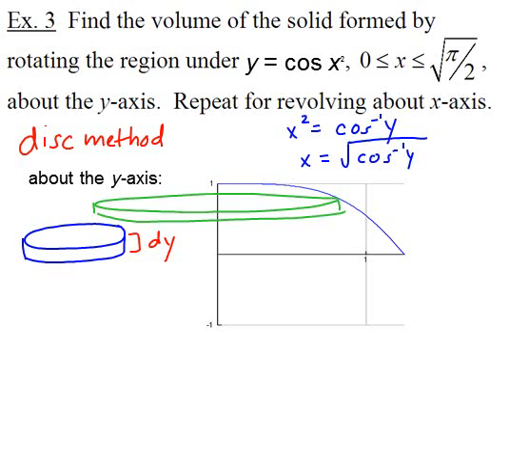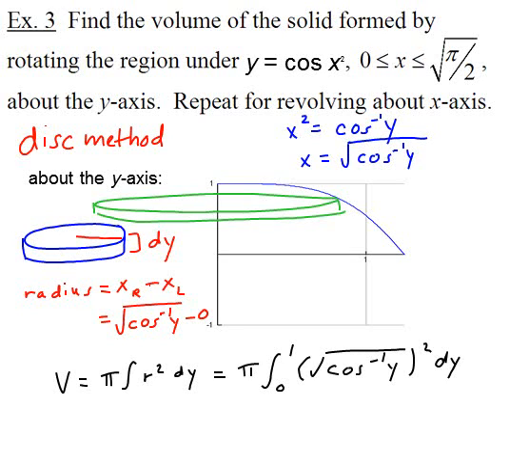The radius is what x equals on the right minus what x equals on the left, or square root of inverse cosine y. Since the area of a cross-section is pi times radius squared, the volume will be pi times the integral from y equals 0 to y equals 1 of the square root of arc cosine y squared dy. For now, you'll only be able to integrate this on a calculator.